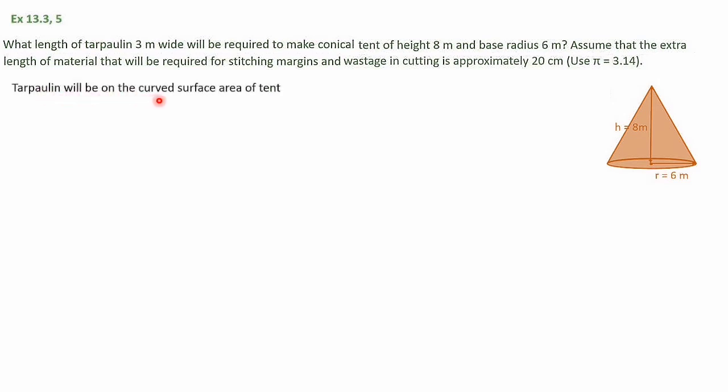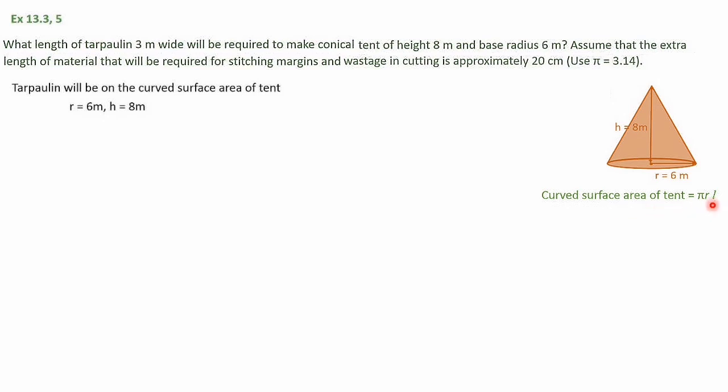Tarpaulin will be on the curved surface of the tent. In the previous question also we created a tent, meaning for making the tent we need to cover the curved surface of the cone, then the tent will be formed. So curved surface area we need to calculate. For that, given to us are r 6 meter and height 8 meter. The curved surface area of a cone formula we know is pi r l, meaning the curved surface area of the tent is also pi r l only.